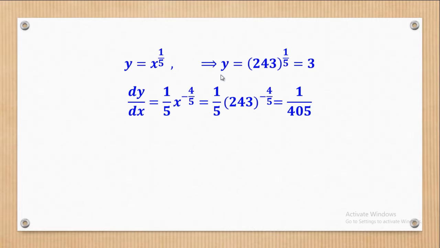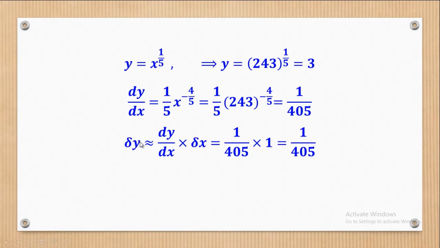To get small change in y, we have to first get dy/dx. So y is this, therefore dy/dx will be: bring down the power, which is 1 over 5, reduce the power by 1, you will say 1 over 5 minus 1 to give you negative 4 over 5. When you substitute for x, we shall get this, and when you use the calculator, we shall come up with 1 over 405 as our dy/dx.